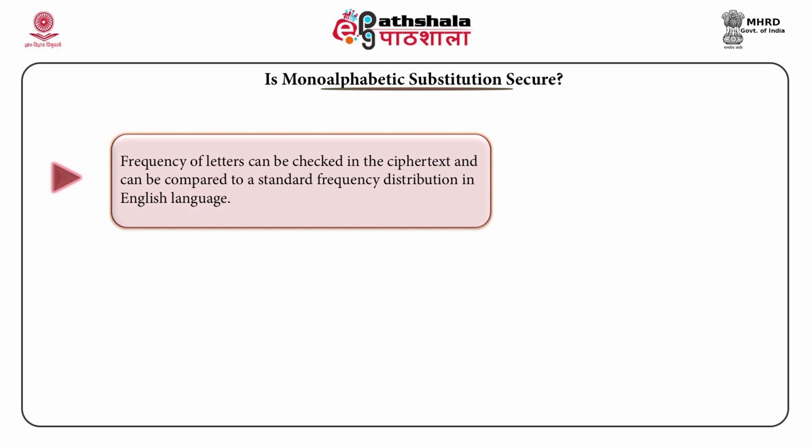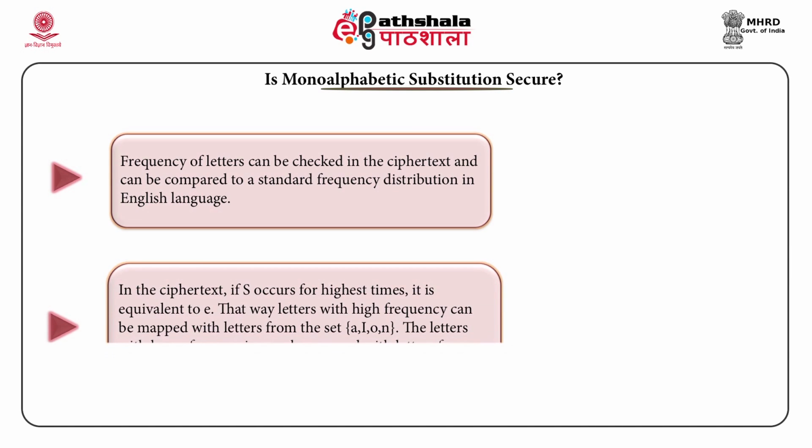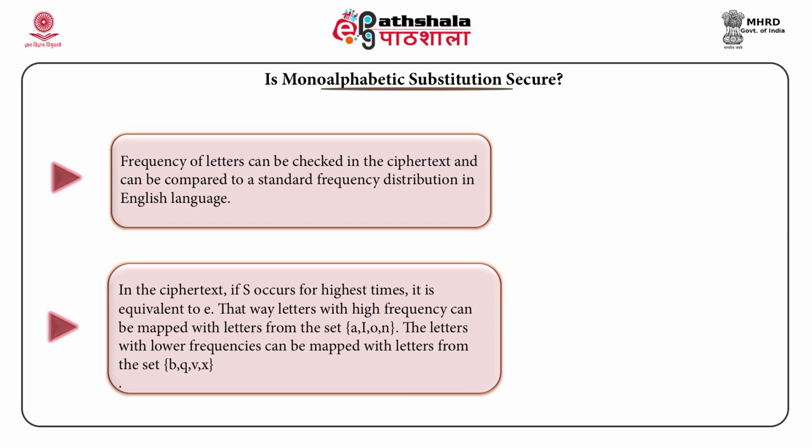No. Frequency of letters can be checked in the ciphertext, and they can be compared to the frequency distribution in the English language. For example, if S occurs the highest number of times in our ciphertext, then it is equivalent to E. How has this relation come? Because in the English language, E occurs many times. Fine. Because A, I, O are used many times when you use English language. Letters with high frequency can be mapped with A, I, O, N. The letters with lower frequencies can be mapped with the letters B, Q, V, X. How has this analogy come? Because if you check the English language, B, Q, V, X are used fewer times.